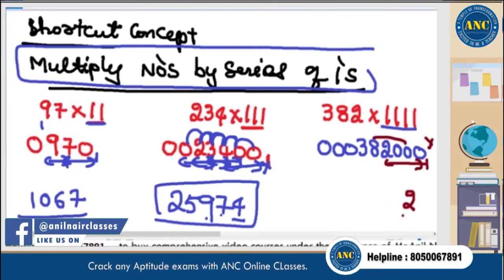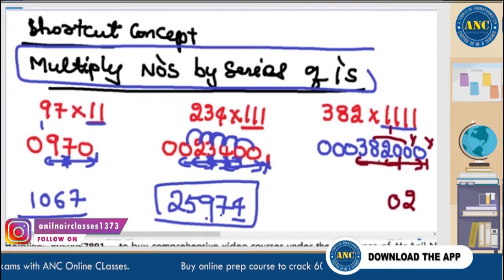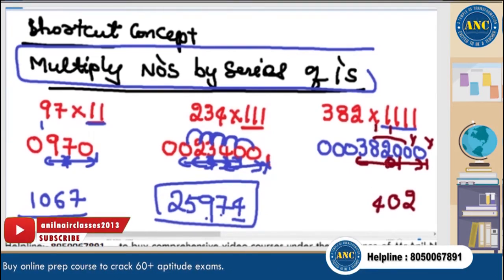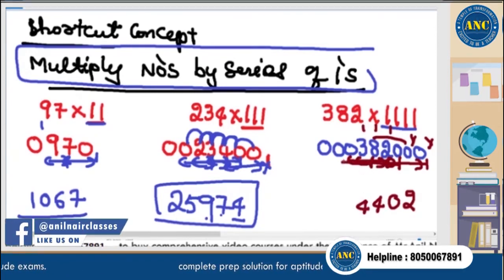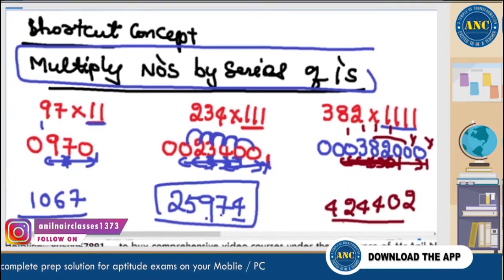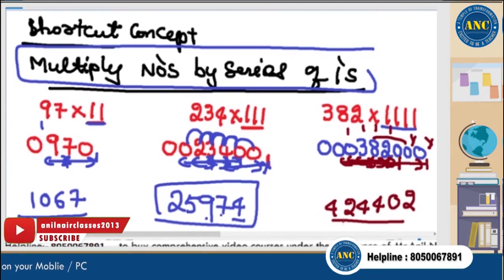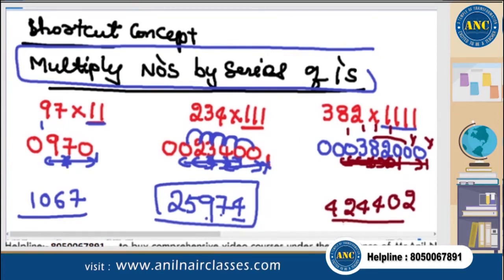Again 4. 8 plus 2 is 10, write 0, 1 carried. This is over. Again 4. 8 plus 3 is 11, 11 plus 2 is 13, 13 plus 1 is 14. Write 1. Again 4. 11 plus 2 is 13, plus 1 is 14. Again 4. 8 plus 3 is 11, plus 1 is 12. Write 2. 3 plus 1 is 4. I hope it is clear. You can cross check whether your answer is right or wrong by using a digital sum. If I make any calculation mistake, you can take care of it.